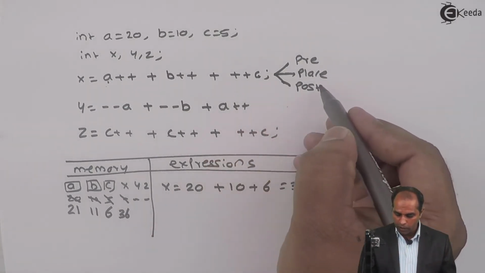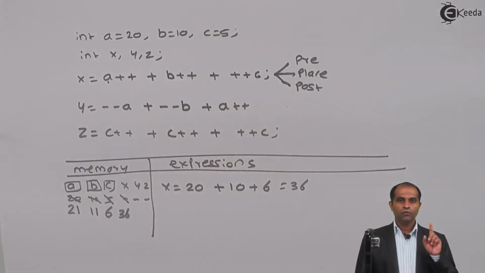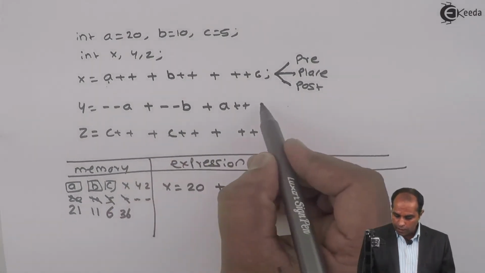So we are through with this particular third step, right? First step, solve pre. Second step, place the value. Third step, then perform the post operations. Let's try the next expression.